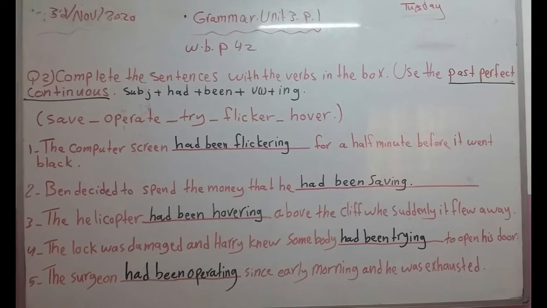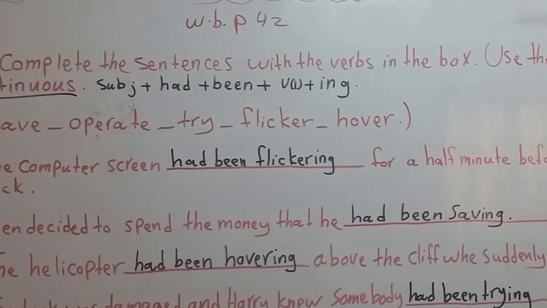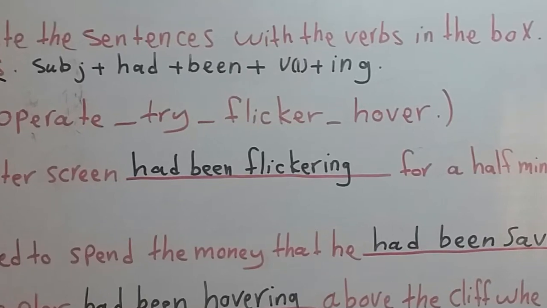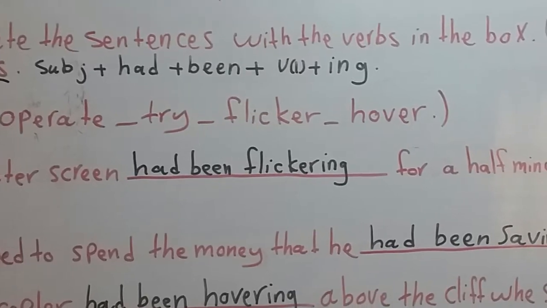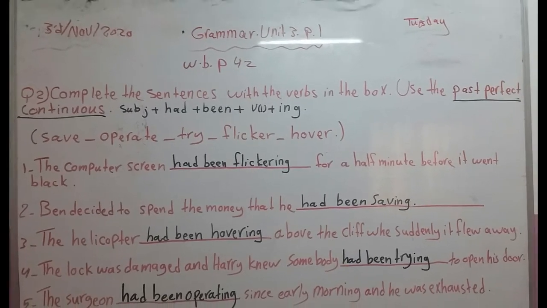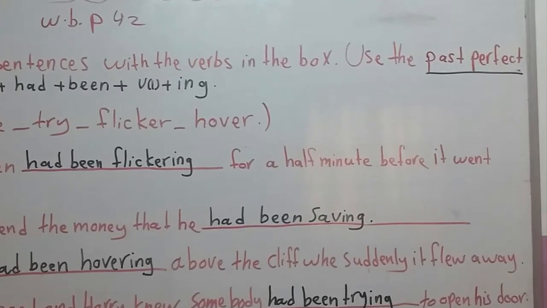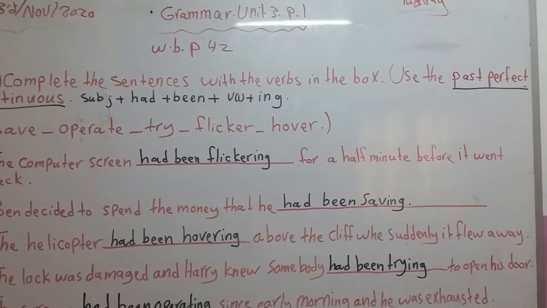Number one. The computer screen gap for a half minute before it went black. So here the appropriate verb is flicker. I have to add ing to flicker, بصير flickering. Then I have to add had been flickering. هاي هي صيغة الباست perfect continuous. لاحظوا هون إنه had been flickering this tense happens before went black. Went black يعني صار المكان أسود زي كأنه خلص صارت سودة على آخر الشاشة. فإنه الشاشة أول إشي بلشت ترجرج بعدين صارت سودة على الآخر.